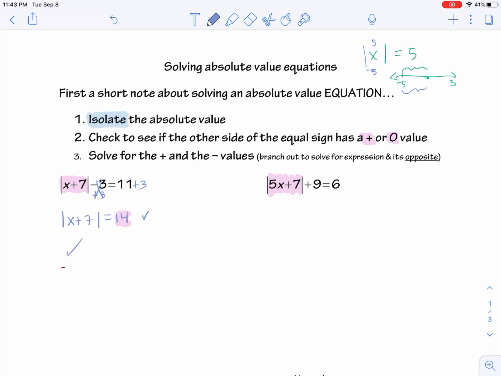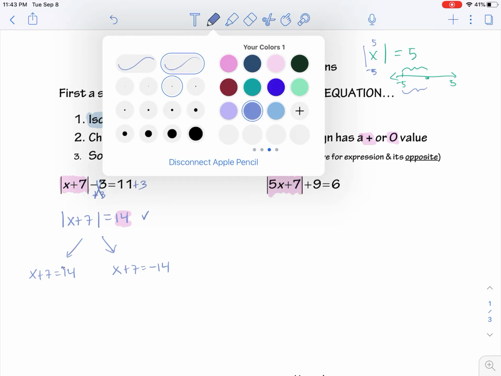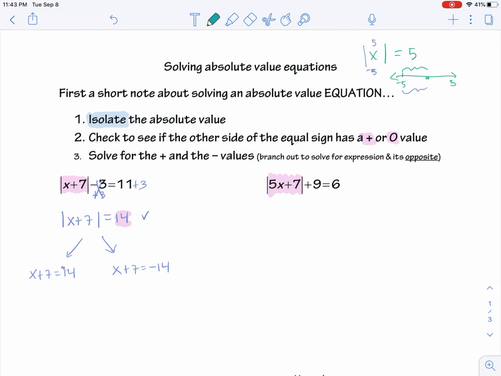So we're going to solve x plus 7 is equal to 14. And we're going to also solve x plus 7 equals the opposite, which is negative 14. Because remember, when you finally take the absolute value, whether it comes out to be 14 or negative 14, the answer is still going to come out positive. So let's subtract 7 from both sides, and we're going to get that x can actually equal 7. And when we subtract 7 from both sides here, we're going to get that x can equal negative 21.